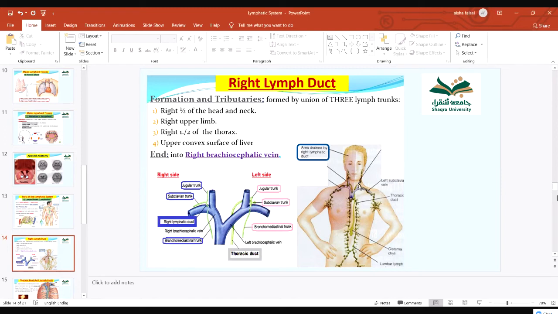On the left side, the same thing is happening, but the lymphatics from your abdomen and from both your limbs will travel through a duct. This duct you can see here is your thoracic duct, which starts in the upper part of your abdomen, then travels through your thorax, ultimately turns to the left, and opens at the junction of the left jugular vein and the left subclavian vein. So this is your thoracic duct.